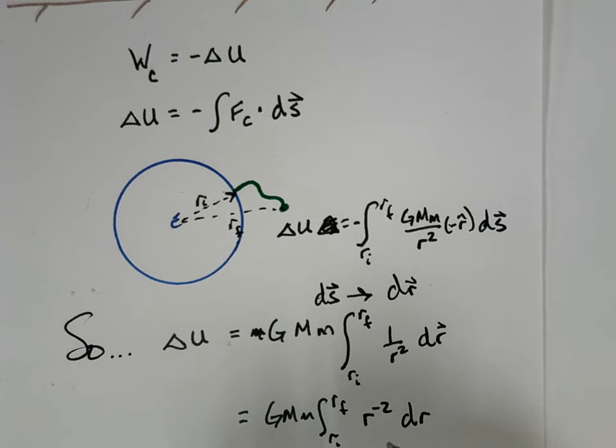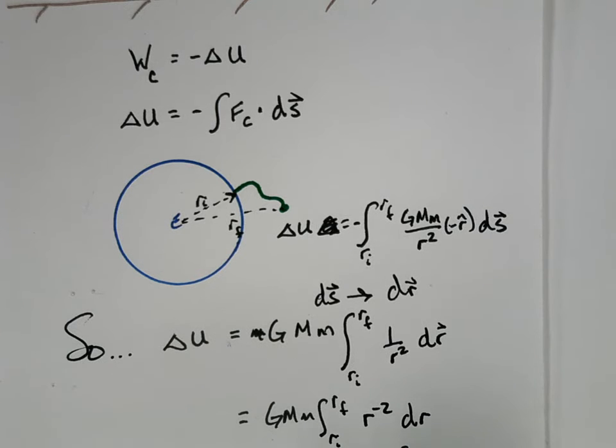Okay, so the derivative of something is going to give us r to the negative 2, so it's r to the negative 1 over negative 1. So that's going to be G big M little m, not integral anymore, negative r to the minus 1, as we go from r initial to r final. Let's be tedious here and let's plug these in. So we're going to go equals G big M little m, negative 1 over r final minus negative 1 over r initial.